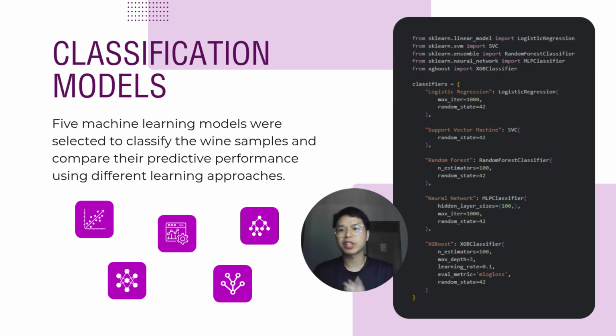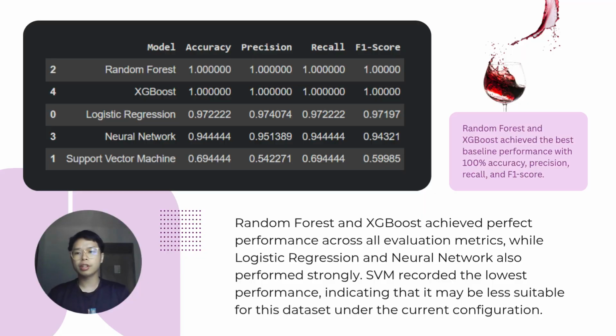All right, jumping into classification models. There are five machine learning models we used, which are logistic regression, support vector machines, random forest, neural network, and lastly XGBoost. These machine learning models were selected to classify the wine samples and compare their predictive performance using different learning approaches. So here are the results of the machine learning models.